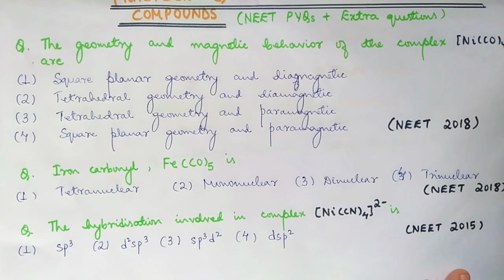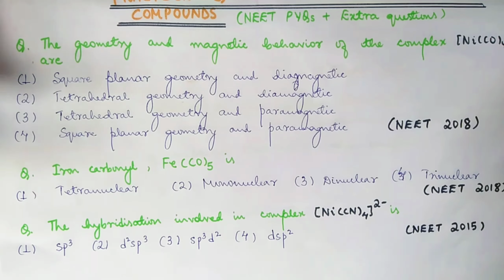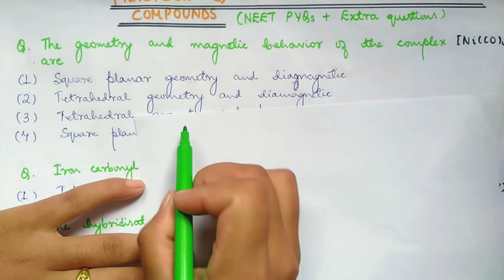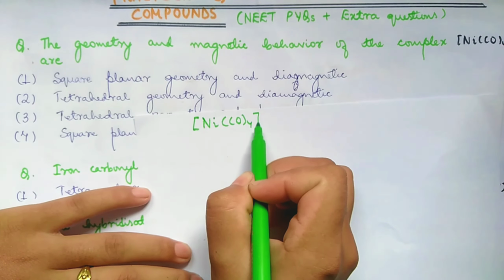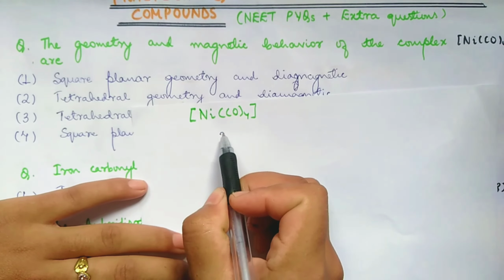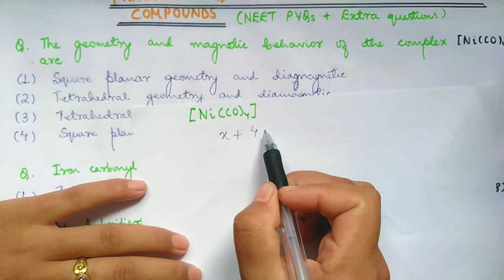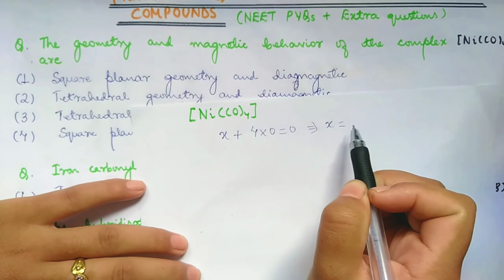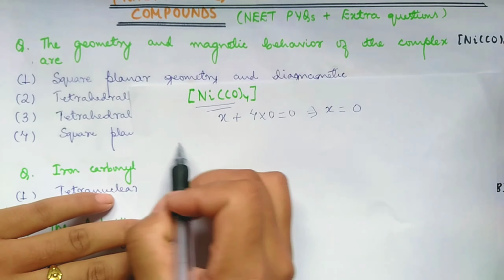The geometry and magnetic behavior of the complex are. First, we have to calculate the oxidation state of the central metal atom in this complex. Nickel is the central metal atom. Let the oxidation state of nickel be X. Then plus 4 into the charge carried by the ligand, it is 0. Equate to 0. So, nickel is in the 0 oxidation state in this complex. Clear? Next, what you do?